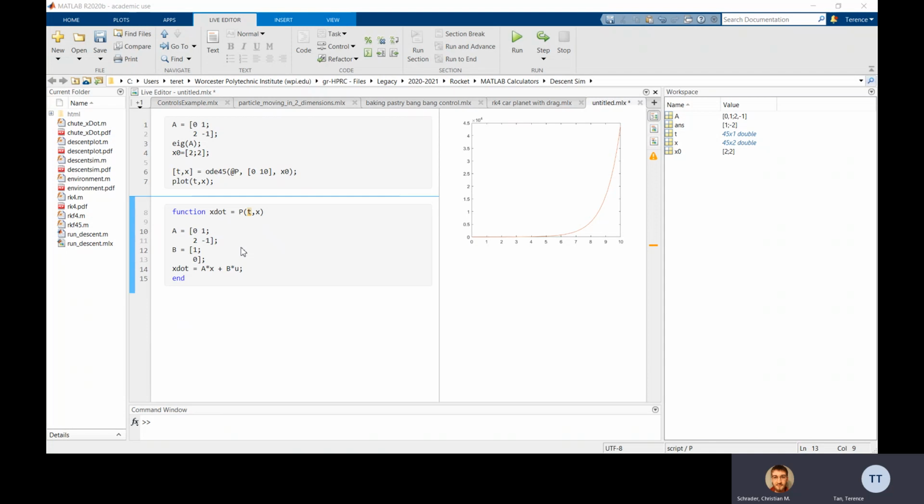So in this case, because we just want to go to the origin, our reference signal is just 0. So R of t, that's just 0, because we want it to go to the origin. Can you explain why? So the reference signal is pretty much just the set point.